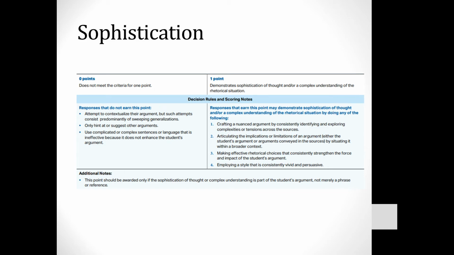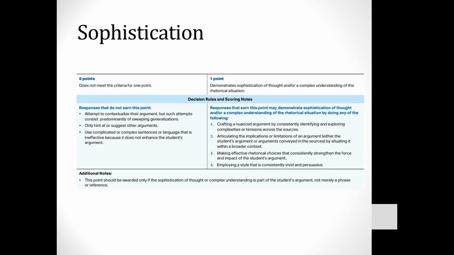But sophistication, I can't really give a clear example for this per se. I think the rubric gives you the criteria you should work on, and if you have any questions regarding it, go ahead and ask, but student samples kind of give you the idea too. But anyways, we'll go over the rubric real quick. So we'll look at the 1 point as to how to score it. Top right, demonstrates sophistication of thought and/or a complex understanding of the rhetorical situation.